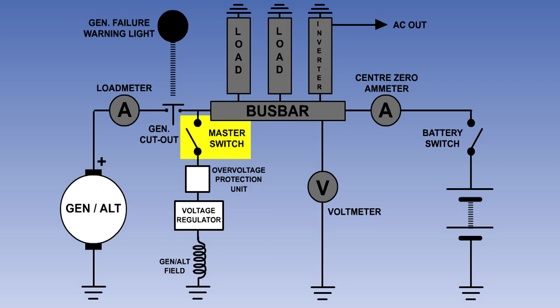The generator or alternator master switch is a pilot-operated switch. It enables the pilot to electrically isolate the generator or alternator. Opening the master switch breaks the field circuit, causing the generator output to fall to its residual level, which is virtually zero.